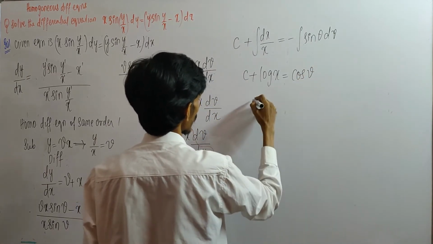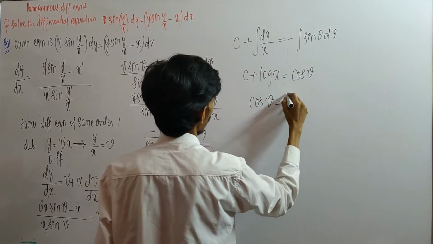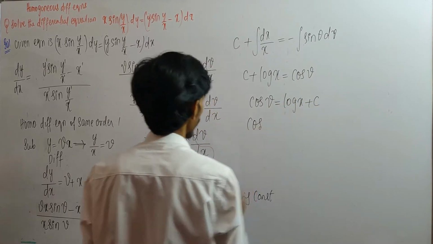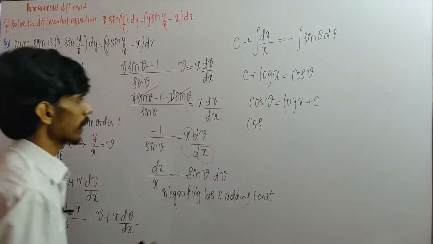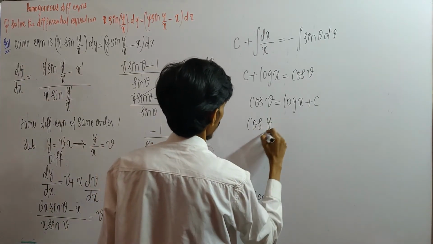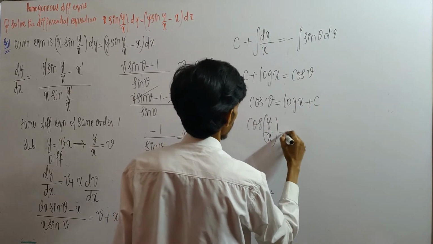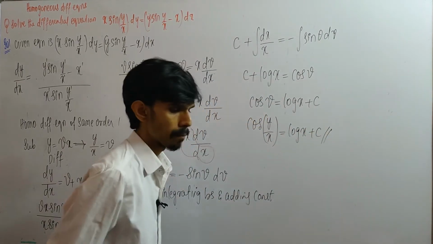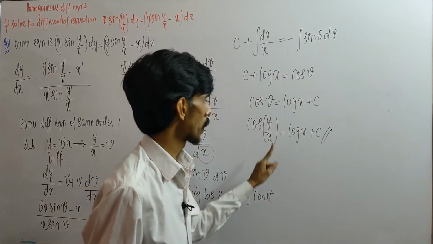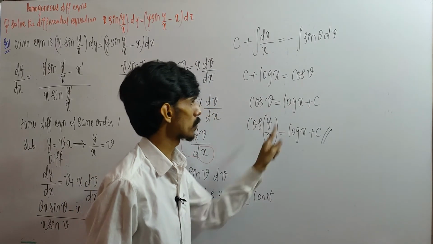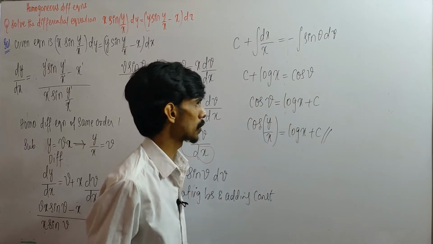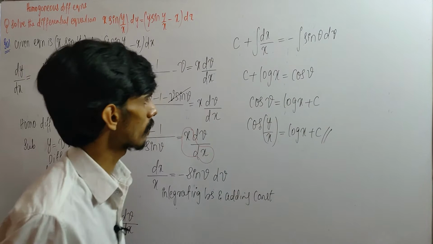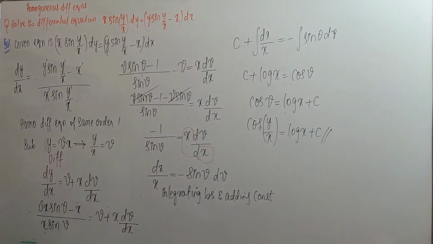Now let me write this down. Cos v is equal to log x plus c. V value is y by x, so cos(y by x) is equal to log x plus c. This is the solution. The final solution should contain x and y only. That's why don't take it as a solution. Convert this v in terms of x and y, that is, replacing v by y by x.